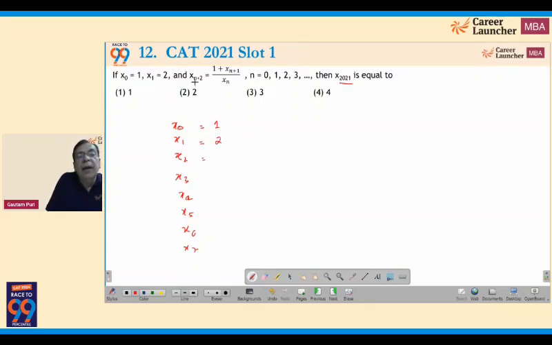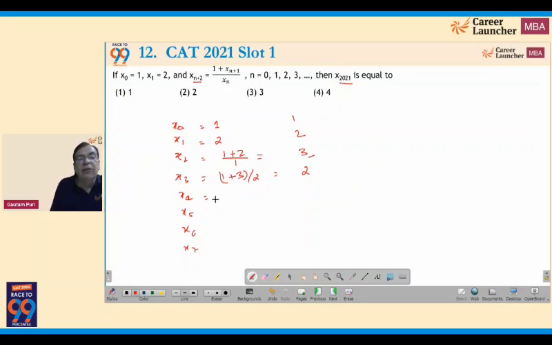What is X2? X(n+2) is equal to (1 plus X(n+1)) divided by Xn. X2 will be 1 plus X1, so 1 plus 2, divided by the previous one. If this is n plus 2, this is n plus 1, this is n. So this is equal to 1, this is 2, this is 3. What is X3 going to be? 1 plus the previous term, which is 3, divided by the term before that, 2. So 4 by 2, which is 2.